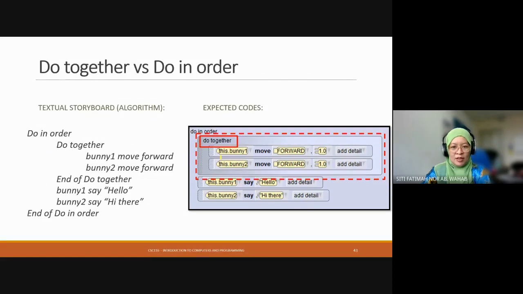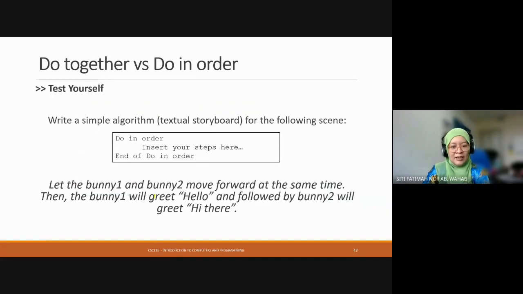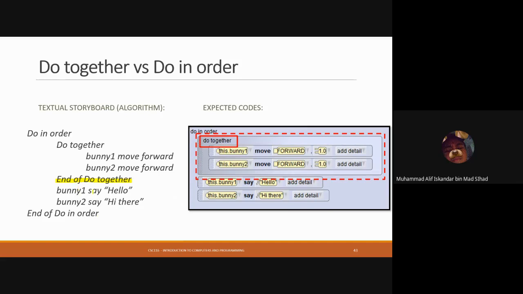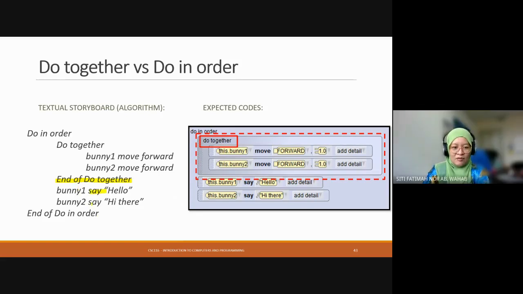Okay. So yang ni yang saya expect apa yang awak buat. Cuma Alif, yang end of do together ni, tadi awak tulis apa, saya pun tak ingat awak baca apa tadi. Okay. End of do together. Kalau you are confused, dia say ke dia think ke, okay, you ikut je soalan. Soalan kata greet kan. So buat je soalan bunny one greet hello, bunny two greet hi there. Kat sini dia bunny one say hello, bunny one say hi there. Tapi overall konsep dia betul lah apa yang Alif bagi tadi.